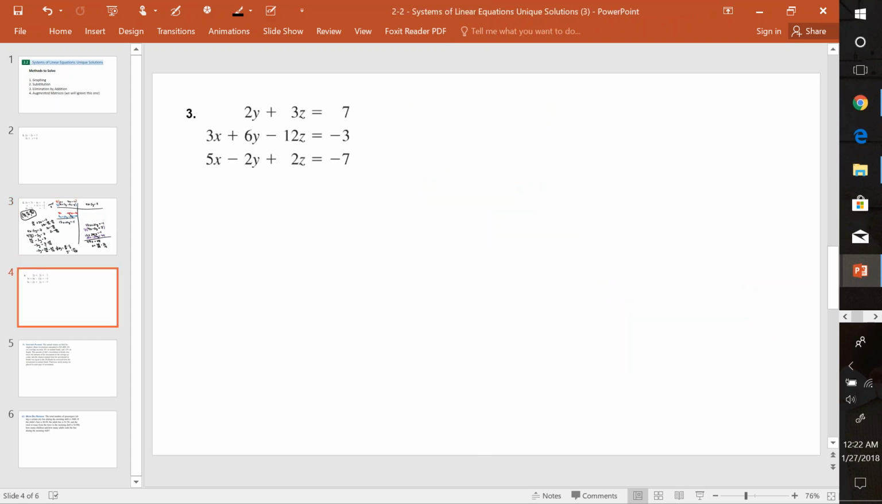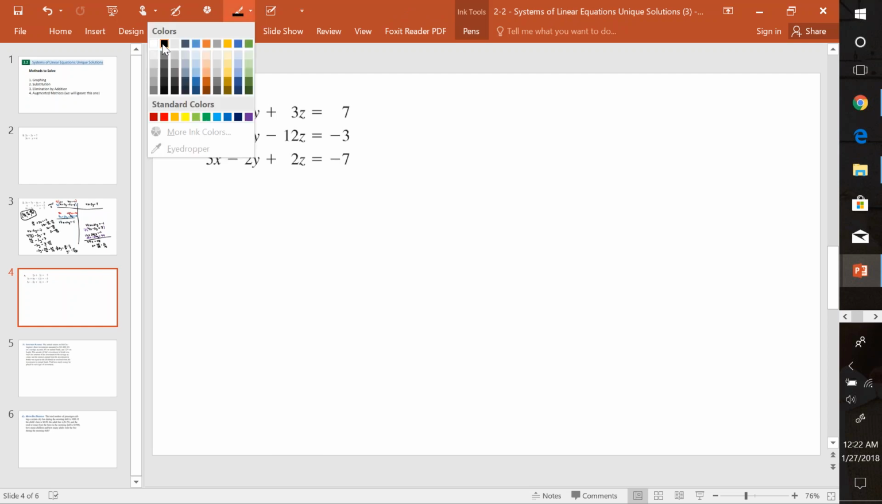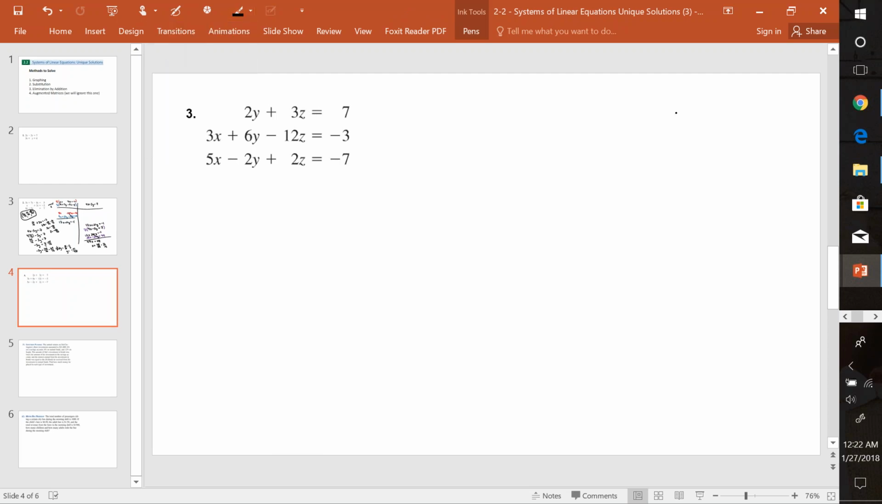So then we're going to look at another one. So this already has a y and a z isolated on this first one, so I'm going to leave that alone. And I'm going to try to cancel out the x on the other one so that we can get that to have just y and z as well.